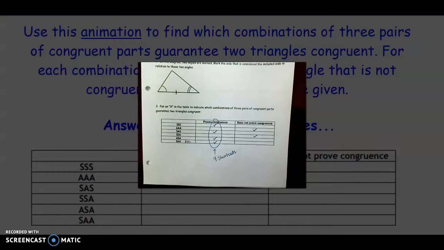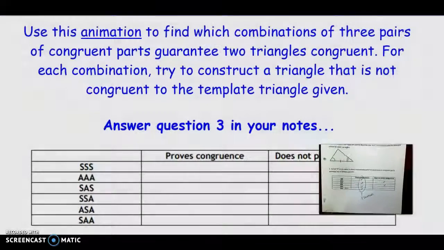Now, the reason why we call them shortcuts is because, remember, when you have congruent triangles, there are really 6 pieces of corresponding parts that are congruent. 3 corresponding sides that are congruent, and 3 corresponding angles that are congruent. So we don't have to prove all 6 of those things are true in order to say the triangles are congruent. We can just prove 3 things are true, but only using these shortcuts will that work.